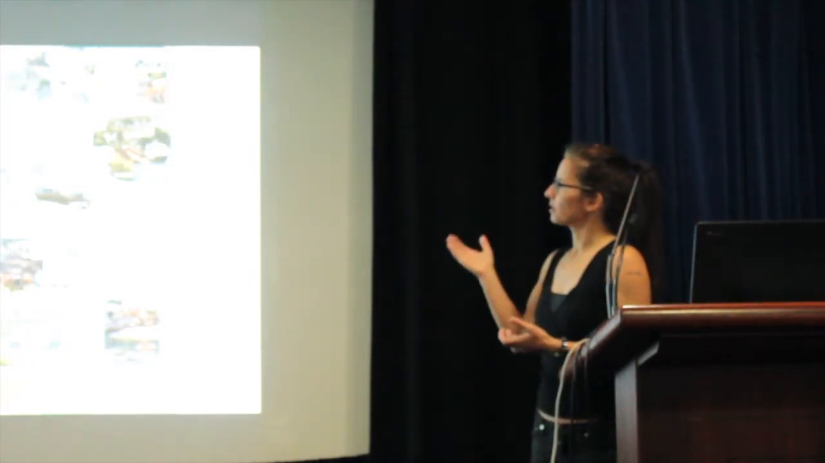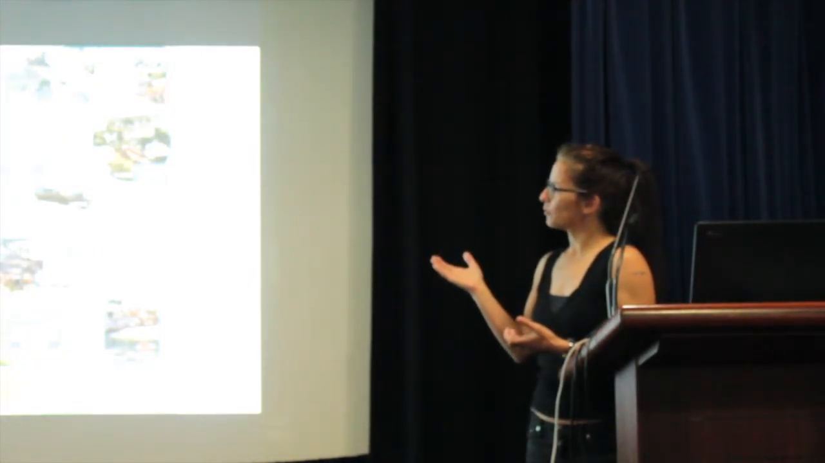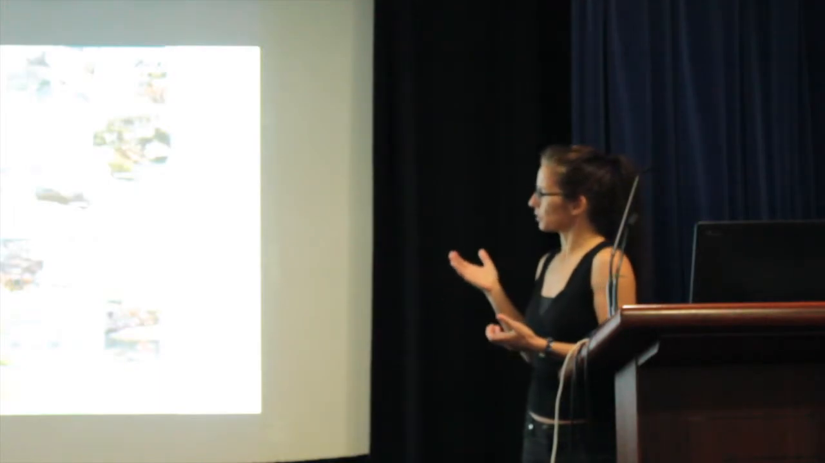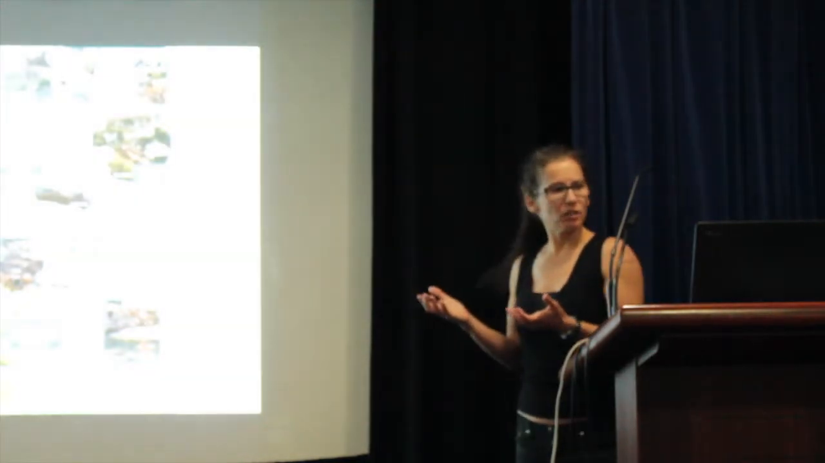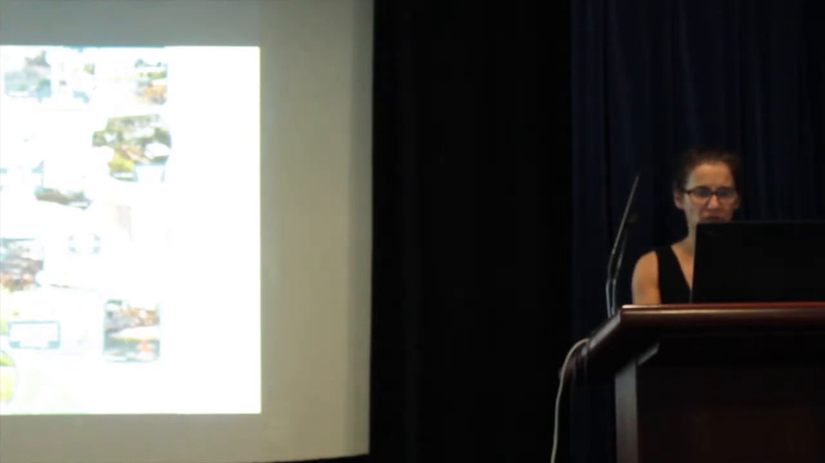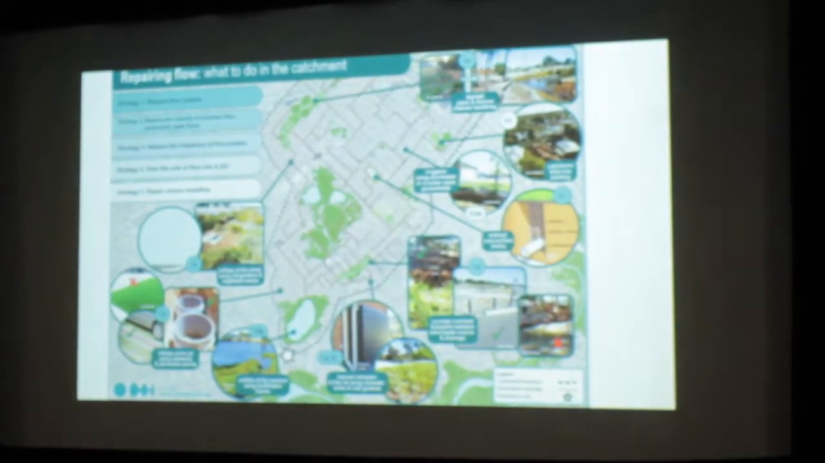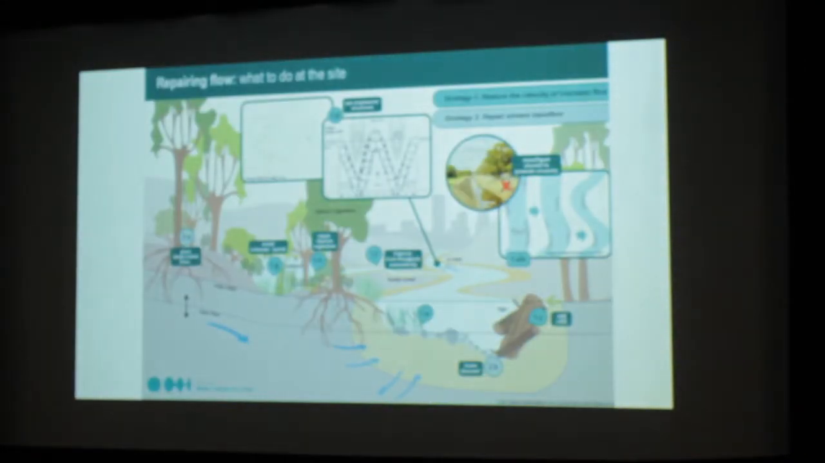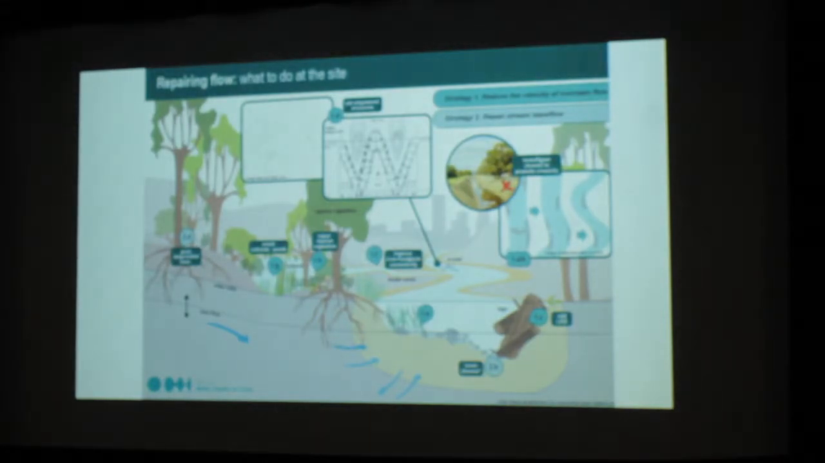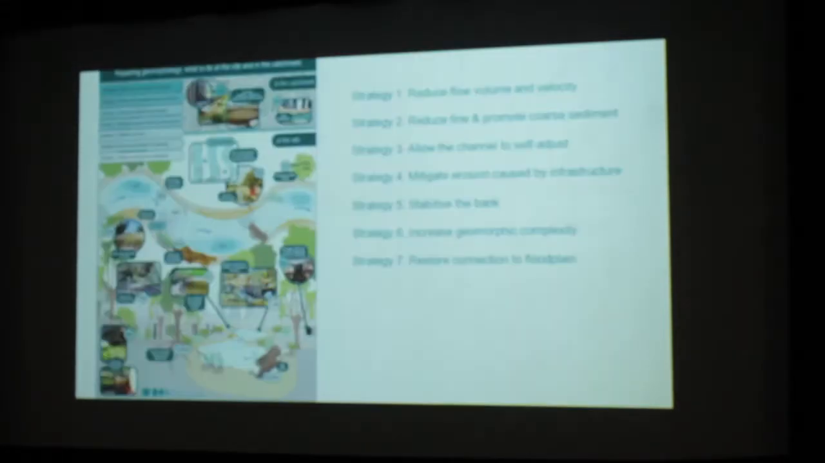I just wanted to put up some of the different diagrams, which are all in the fact sheets, just because visually it's quite appealing, and I've got time to flick through them like that. So in terms of repairing flow, the strategies are to reduce flow volume, reduce the velocity, reduce the frequency of flow pulses, slow the rate of rise and fall, and fix stream base flow. And then again, there are some of the actions that you can do at the site to do that, and those that you can do at the catchment.